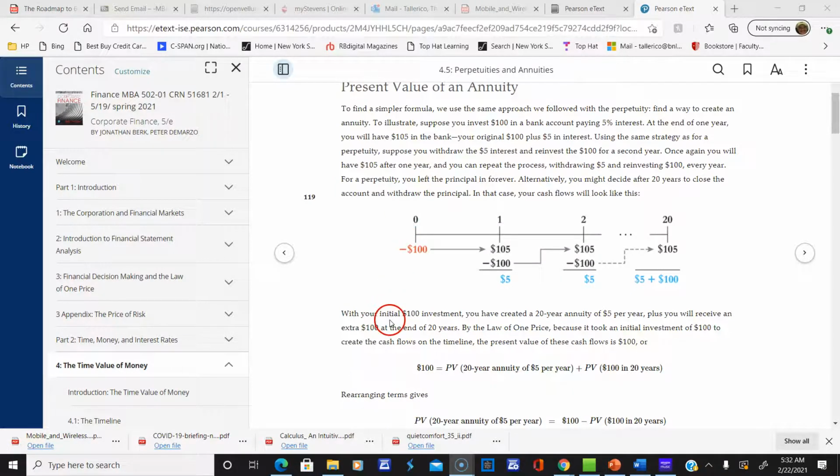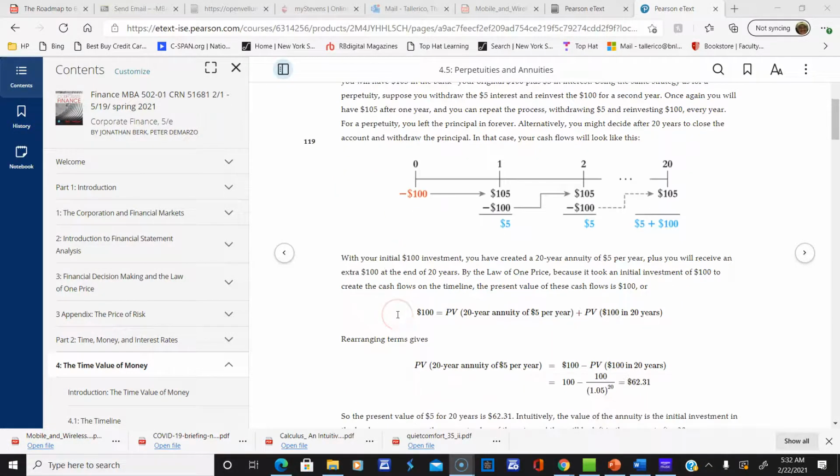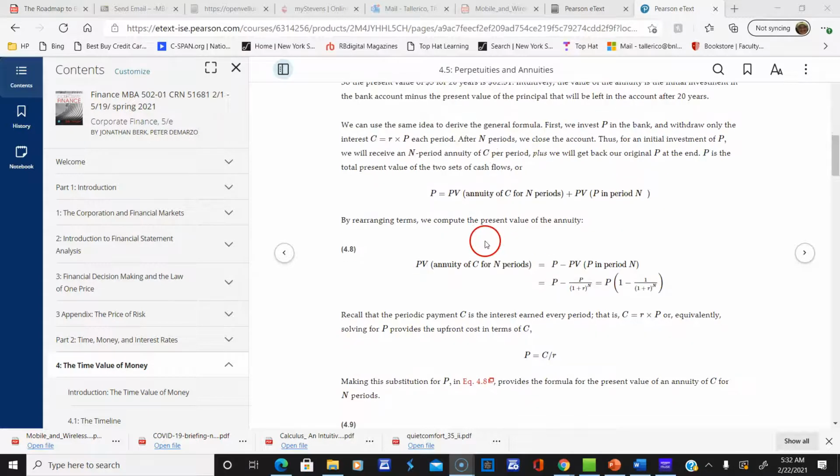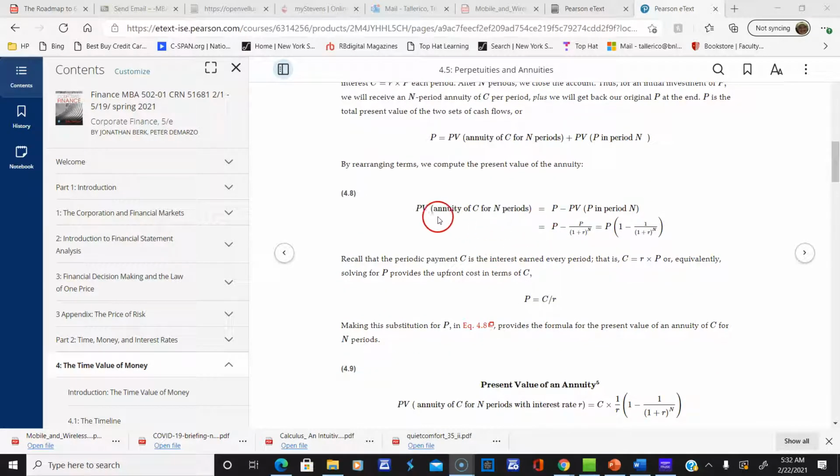How do we determine the present value of an annuity? They show you the timeline, how it's done here, and basically here is the equation, the important equation 4.8.